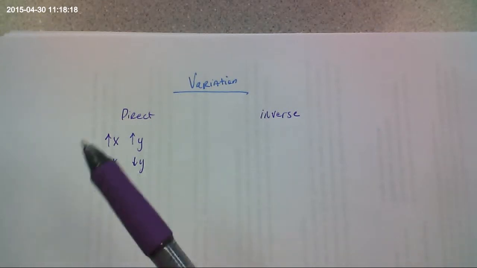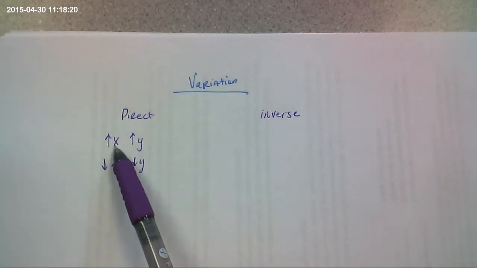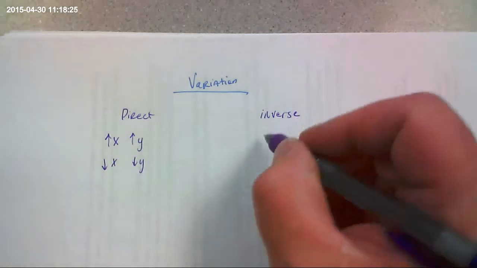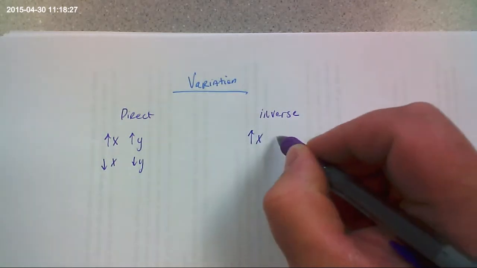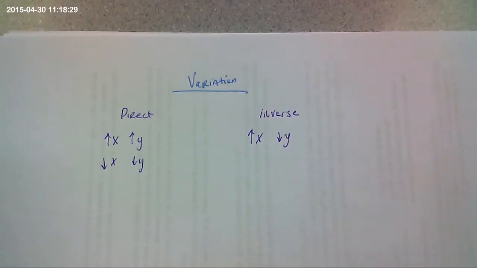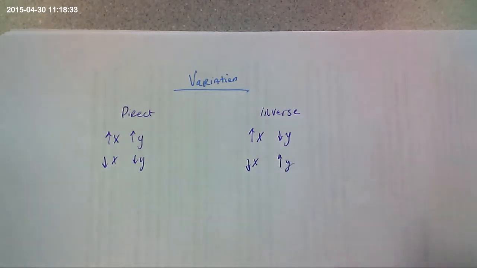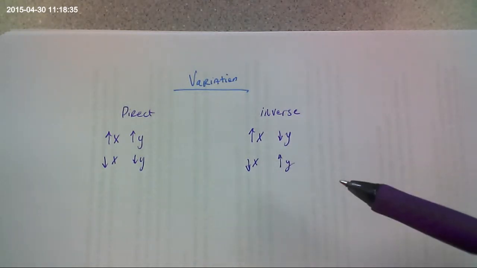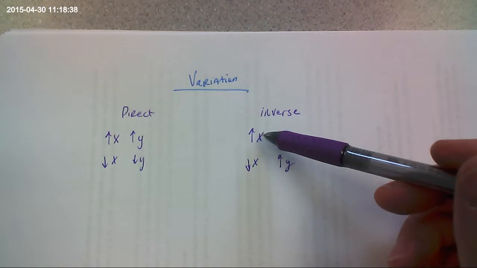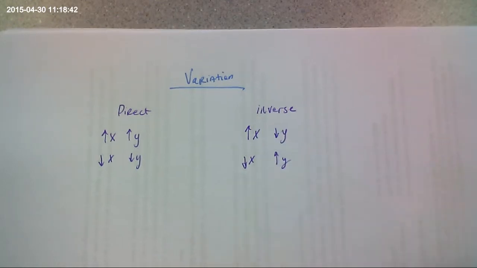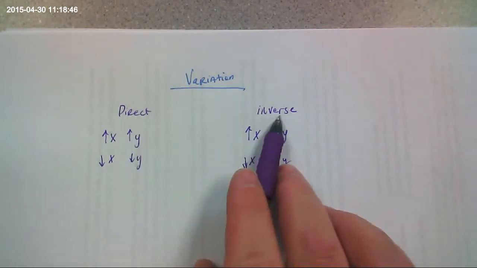So more than likely, the number of hours you study, as it increases, so does your grade, right? Inverse variation, as one variable goes up, the other goes down, or the other way. As one goes down, the other goes up. So the number of hours you watch TV decreases the likelihood that you're going to get good grades in math class, for example. Okay?